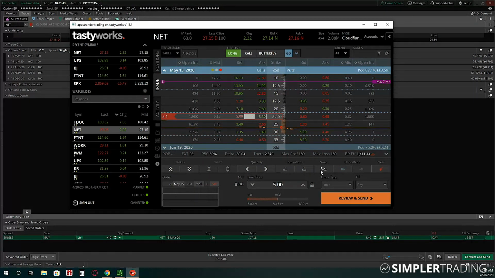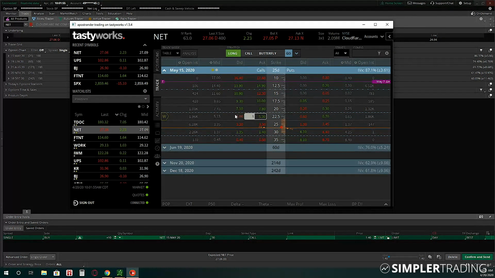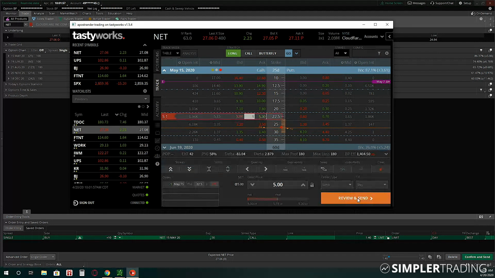Let's say I'm in this the wrong way, right? I wanted to actually buy to open this. I thought that's what that did. Maybe it's because it's a closing order. And then, of course, you can undo, redo it, clear the entire order ticket. Now it's gone. And then review and send.